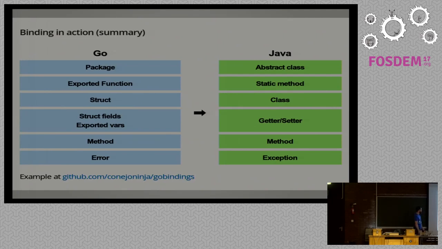Binding. As I said, the SDK application will generate some bindings. This is what you have in Go, and this is what it will be transferred to in Java. You can see the example here later if you really want to take a look at what is actually generated. Things I will point out are exported variables or struct fields. They get a getter and setter, and the error in Go will be an exception in Java.